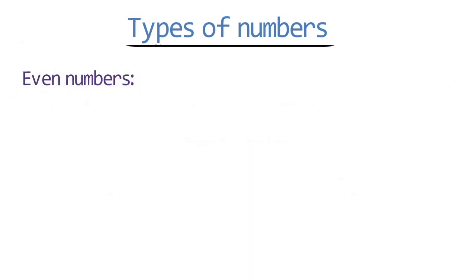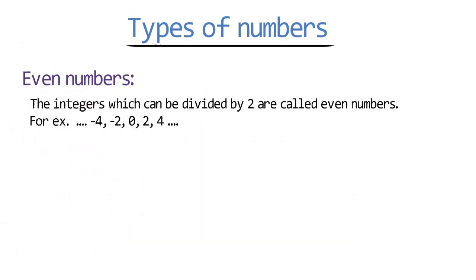Now the next one is even numbers. These are the integers which can exactly be divided by 2. For example, -4, -2, 0, 2, 4, etc. They can either be positive or negative.